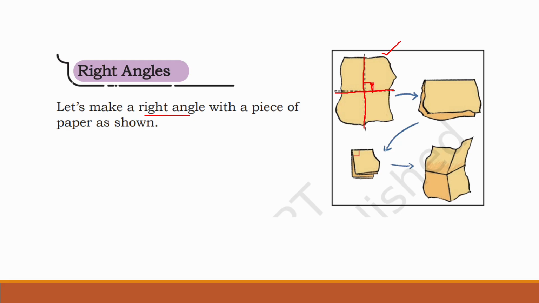You fold the paper along the horizontal line. See, you fold like this. Once more you fold like this. When you open, you can see these lines, these creases. Then here you can see a right angle. Here is another right angle. Here also you can see a right angle. Here also you can see a right angle.